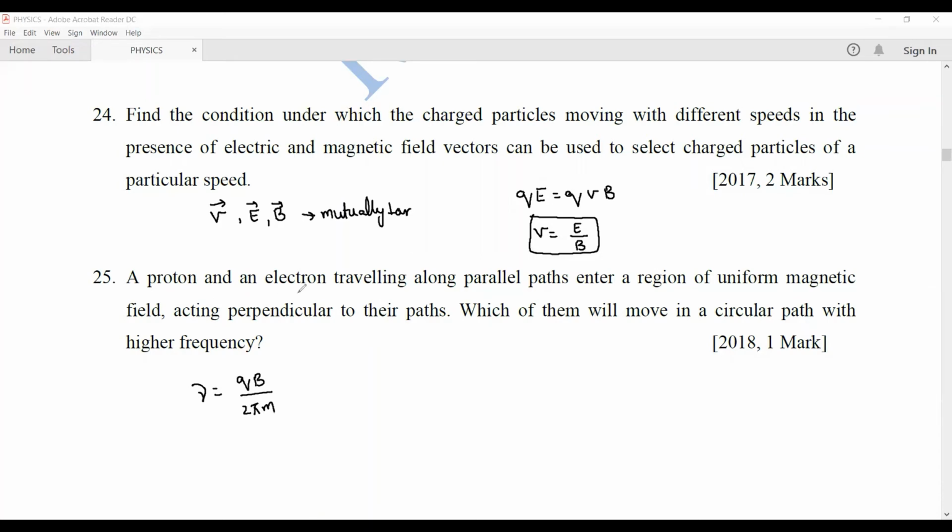Now here one is a proton and the other is an electron. Both have the same charge. Both are entering the same magnetic field. So the frequency is inversely proportional to the mass. As the mass of the electron is less than the mass of the proton, the frequency of the electron will be greater than that of the proton.